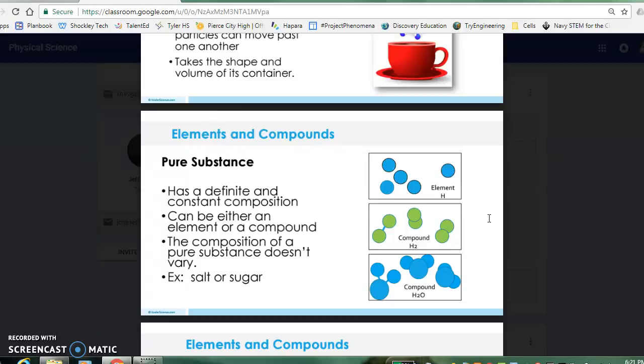If you look at the picture over on the right, I have 3 models of elements and compounds. The first one shows a model of the element hydrogen. As you can see, it's represented only by blue circles, and they are all separate from one another. Now, a compound could also be 2 atoms of hydrogen, which would form a molecule. As you can see here, they're all the same color still, but now they've bonded together. And since we have 2 or more of these atoms of hydrogen, we call it a compound.